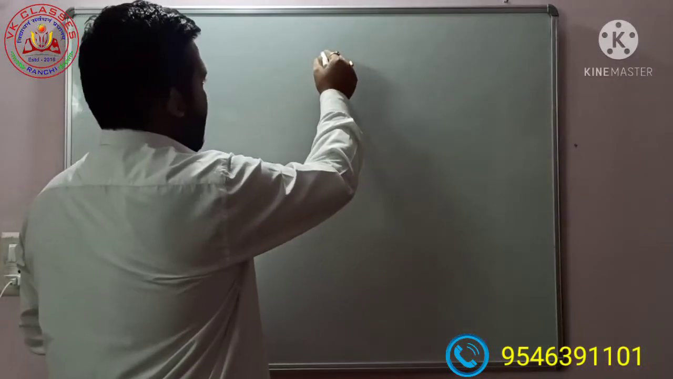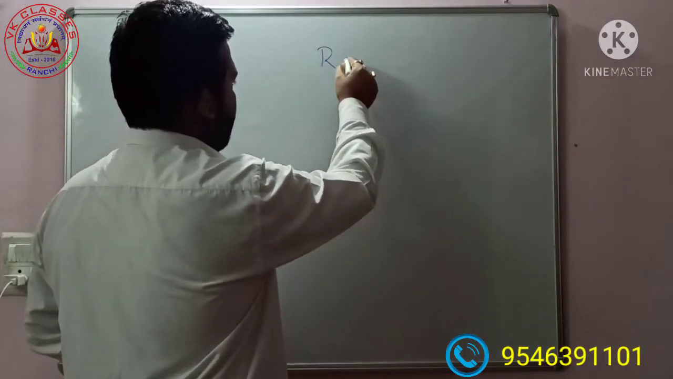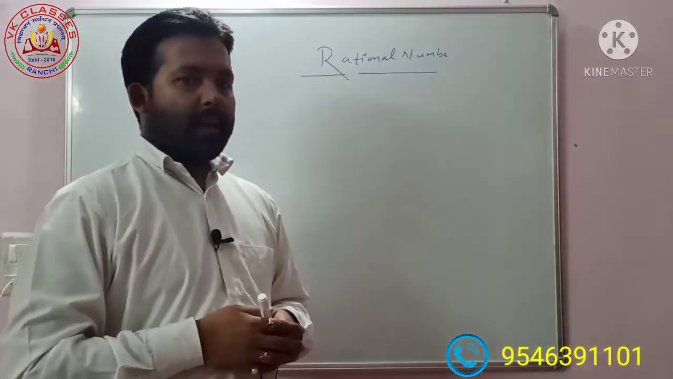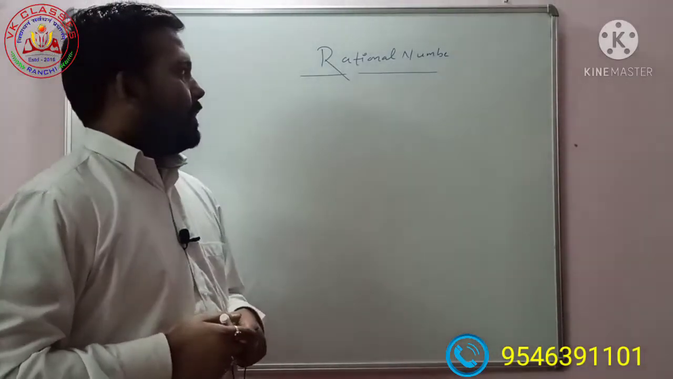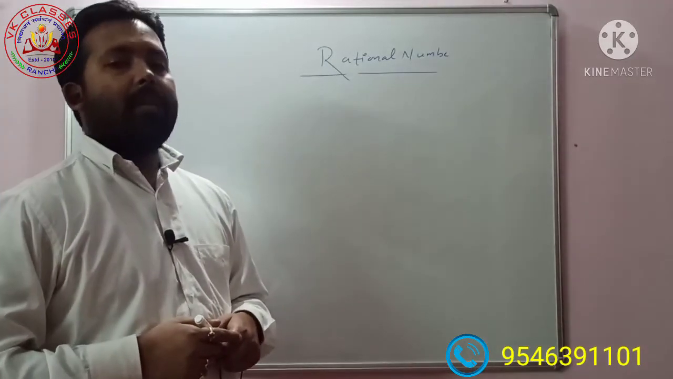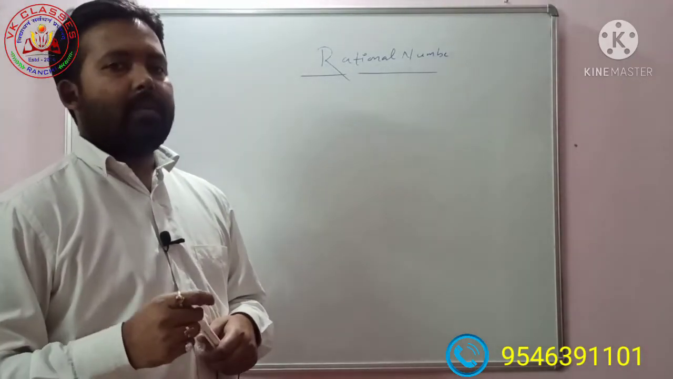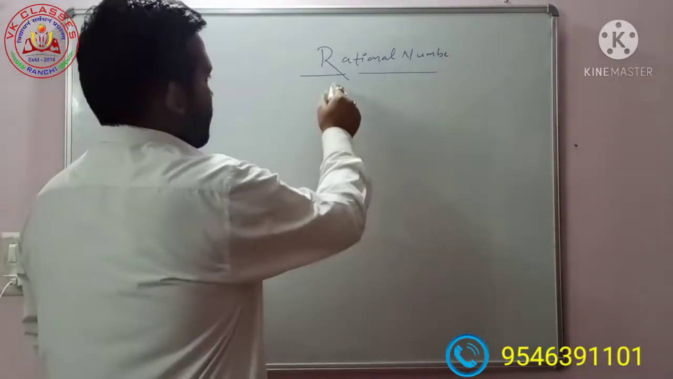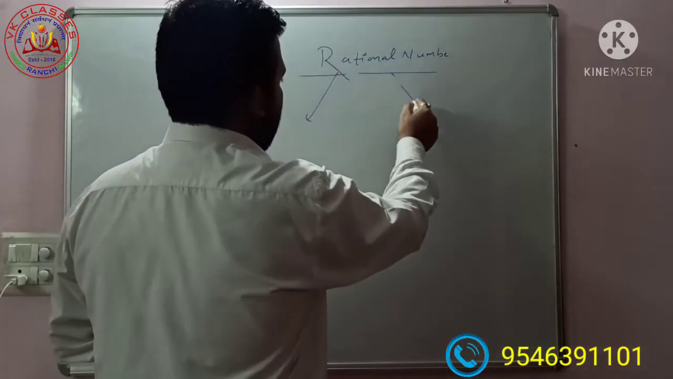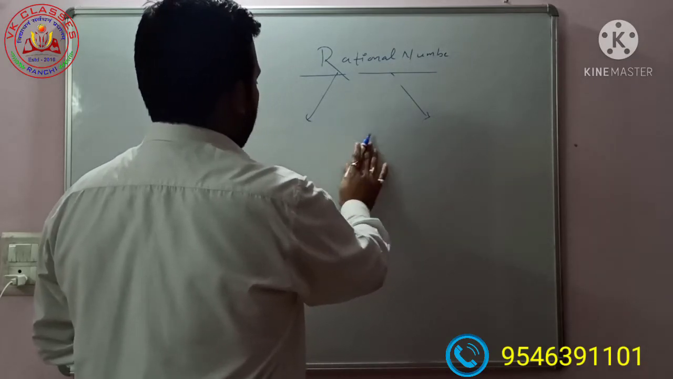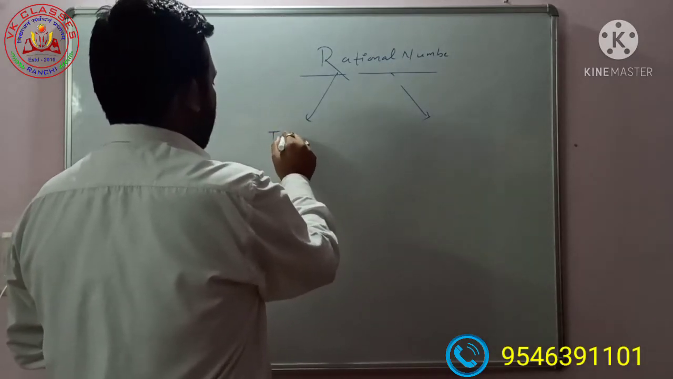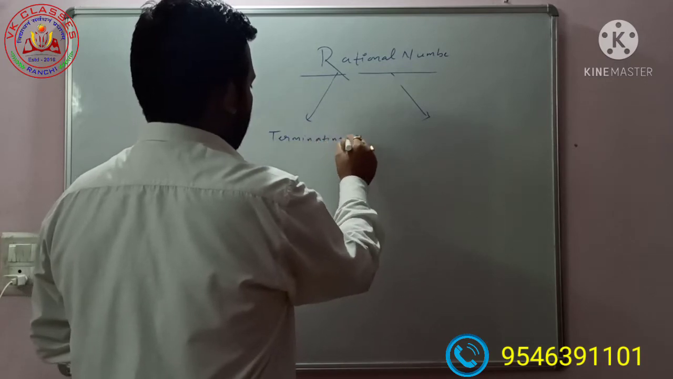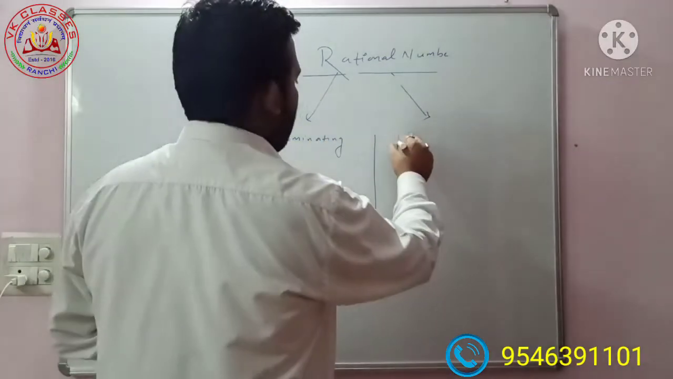As you might have seen in my earlier videos on rational numbers, let us try to understand terminating and non-terminating decimals, that is, terminating and non-terminating numbers. Now you can see that rational numbers have been divided into two forms: terminating and non-terminating.